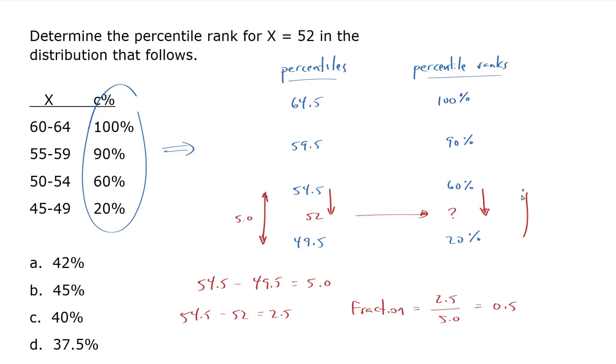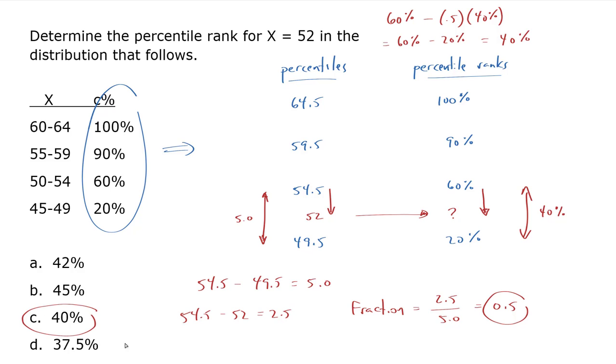The entire distance from 60% to 20% is 40%, but I'm only going to go half of the way through that 40%. I'm going to do it like this. Let me find somewhere to write this out. I'm going to start at 60%, and then I'm going to move downwards, I'm going to subtract 0.5 of the entire interval width, 40%. This is the same as 60% minus 20%, and that is 40%. So my answer here is C, 40%.